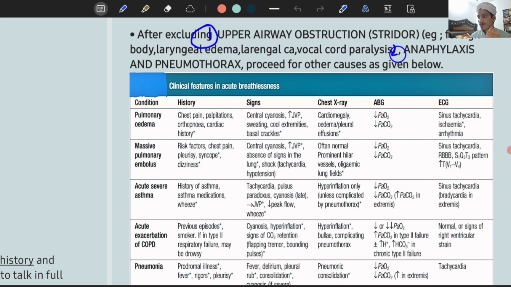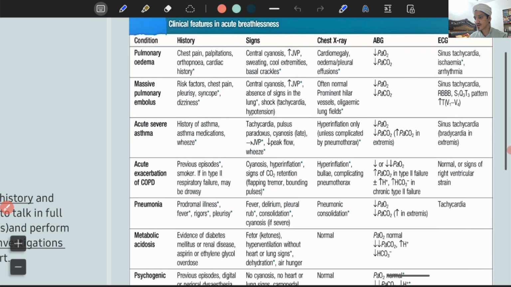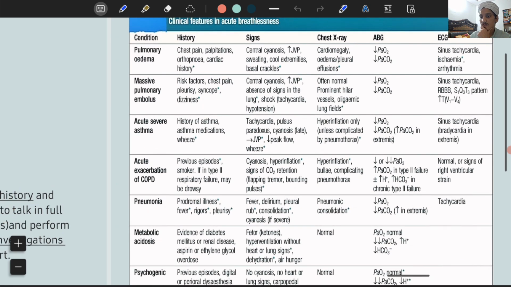Second, anaphylaxis you will rule out. Third, tension pneumothorax, with sudden onset breathlessness along with one-sided chest pain. In this there will be a unilateral hyperresonant, silent hemithorax. After excluding these three, you will exclude cardiac causes of breathlessness. The most important acute cardiac causes are acute pulmonary edema and acute massive pulmonary embolism.